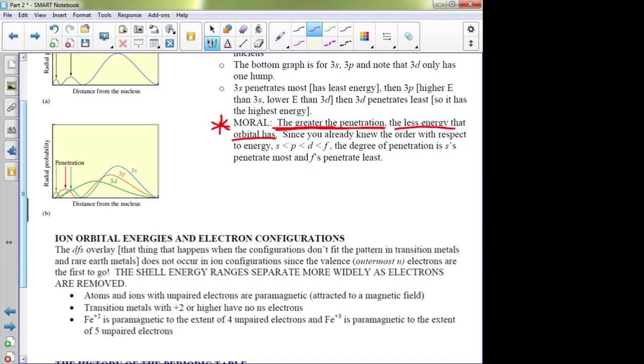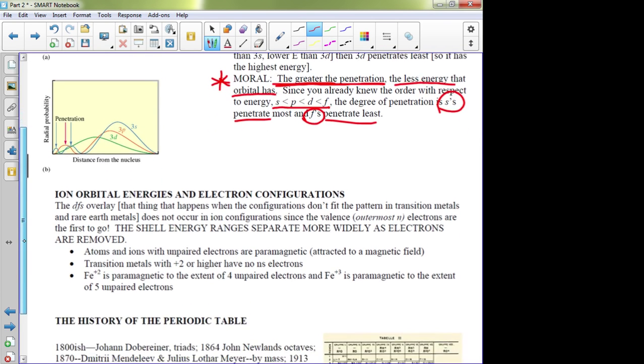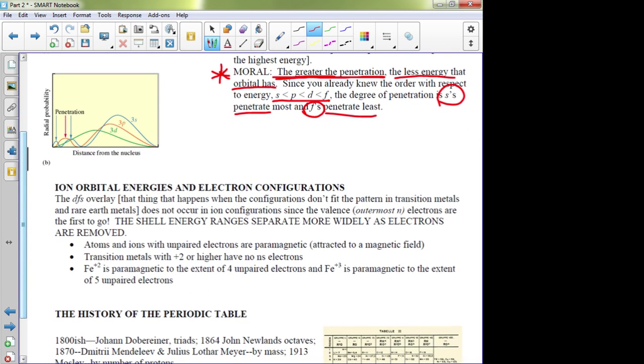So, we already know S has a lower energy level than P, which has a lower energy level than D, which has a lower energy level than F. So, S's penetrate the most, and F's penetrate the least. And what are we talking about penetrating? The nucleus. Thank you.